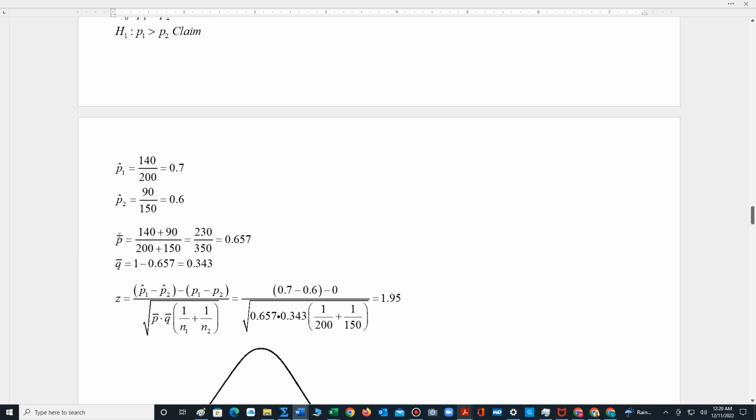We now have to compute the weighted proportion, so we take 140 plus 90, which is 230, divided by 200 plus 150, which is 350, and we get the proportion 0.657. I'm rounding to 3 places. And then Q bar is 1 minus P bar, so 1 minus 0.657, that's going to give us 0.343.